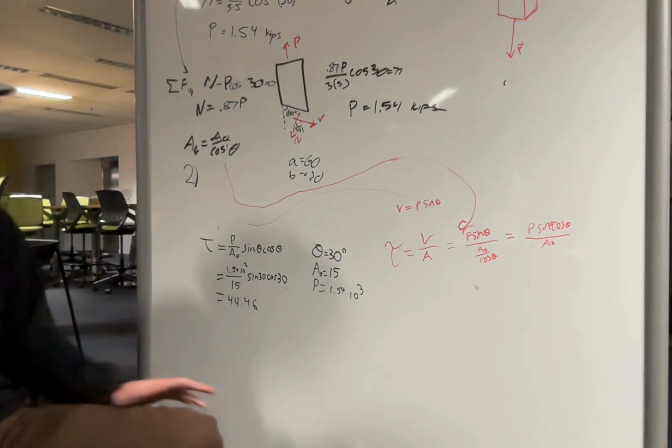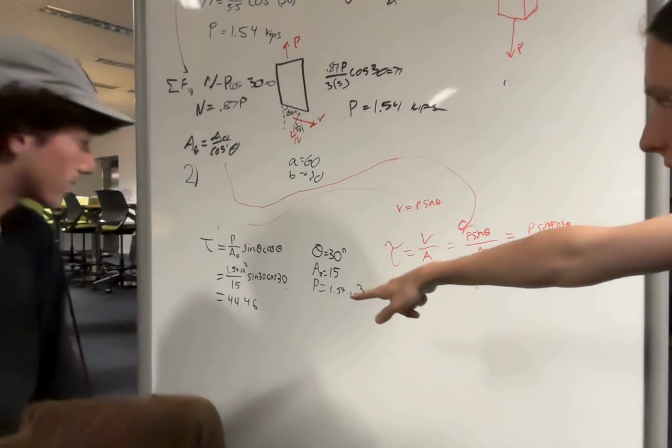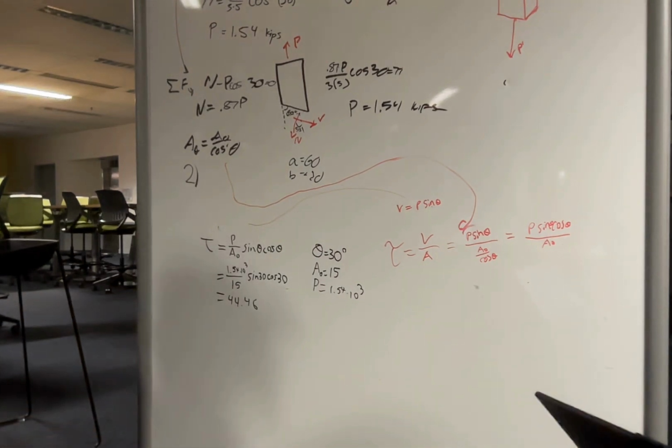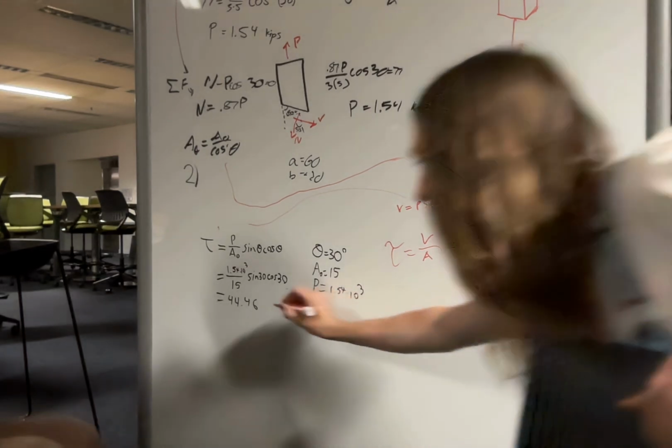You get 44. What is this unit? That's also in kips? So that doesn't have any units, unitless. I think our final answer is PSI. It should be PSI.